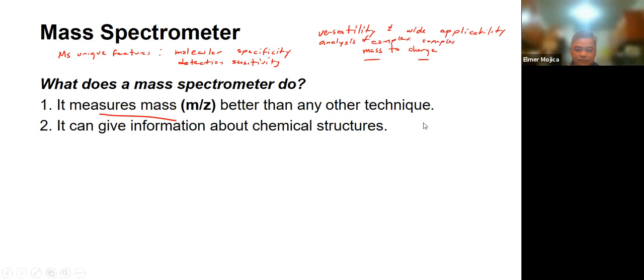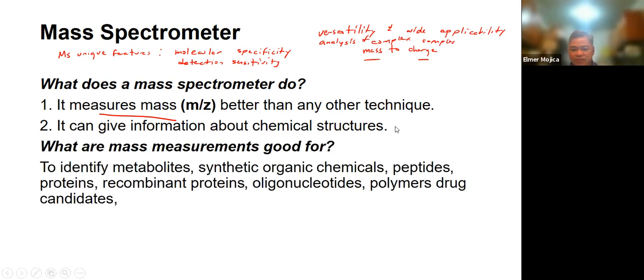Now, if you look at what mass measurements are good for, you can identify metabolites, synthetic organic chemicals, peptides, proteins, recombinant proteins, oligonucleotides, polymers, drug candidates, just to name a few of them. You can also include some complexes. These are just some of the samples that can be analyzed using GCMS. And if you look at the applications, this is really a wide range.